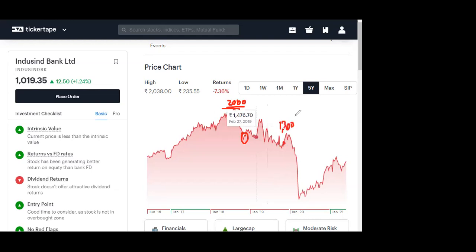Now tell me, if a person is buying at 1300, is he a foolish person? Think about it. The reality is no, because this person is seeing this value. He's seeing that the stock price was 2000, and it went down as low as 1300. So obviously he is not foolish.